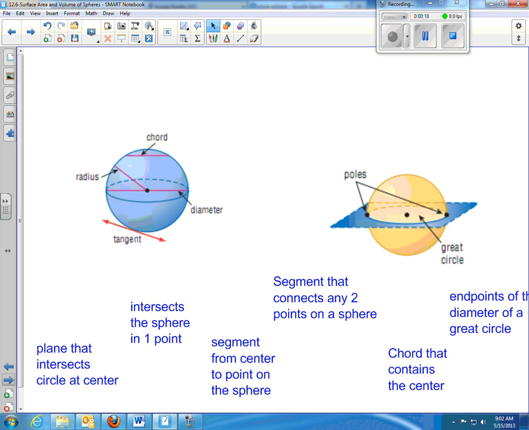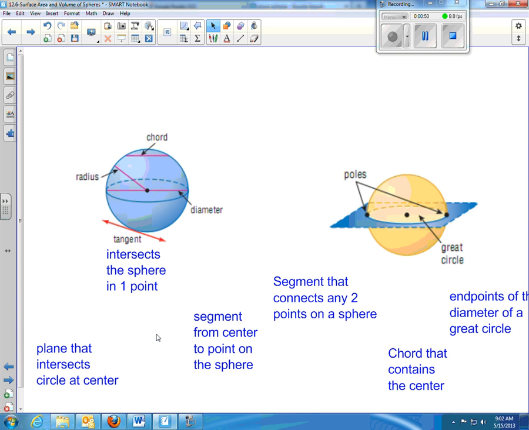We see chord, radius, tangent, diameter, all things we've seen before in circles, not in spheres, and then poles and great circles. So I'm going to look for definitions that are similar from a circle and adapt them to a sphere. So I'm going to start off right here with this first one. It says intersects the sphere in one point. Well, in a circle, a line that intersects a circle in one point is a tangent. So that's going to be our definition for tangent.